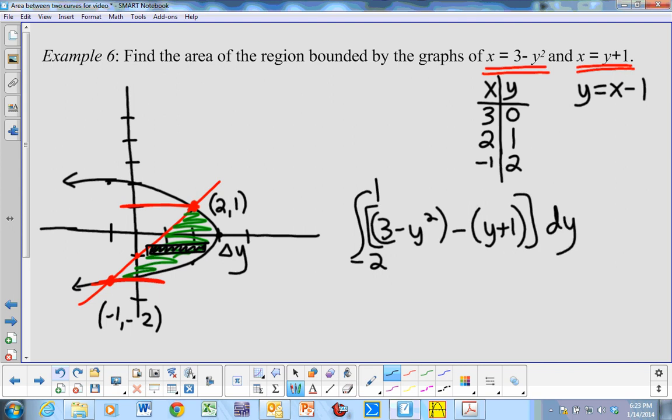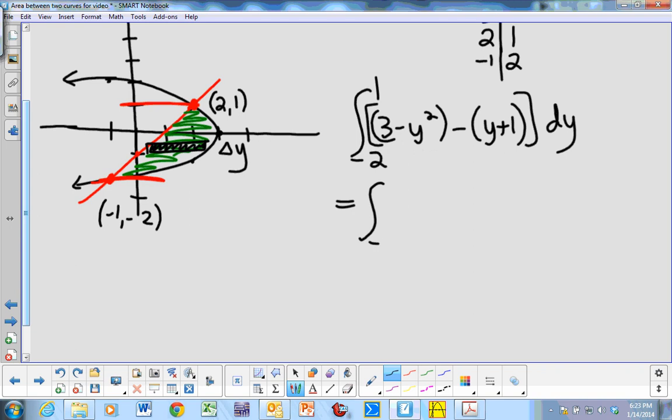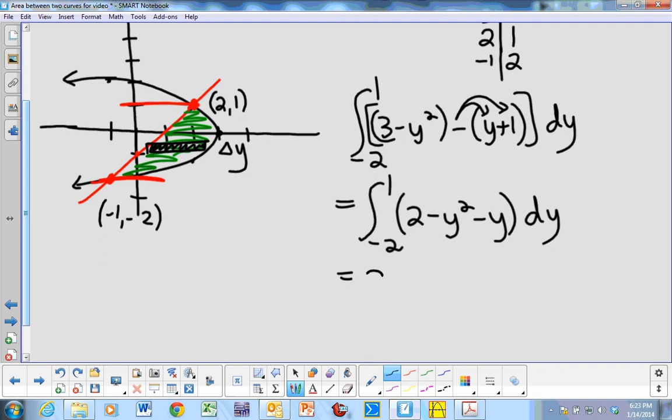And we determined that because the width of my little representative rectangle was delta y. And then, like I said, I would go ahead and simplify that a bit inside, so that you're not dealing with having to add things. So I have a 3 and I have a -1, so that makes 2. And then I have minus y squared and a minus y dy, because remember we need to distribute this minus here. And so then I would again just do my integration and plug in my -2 to 1.